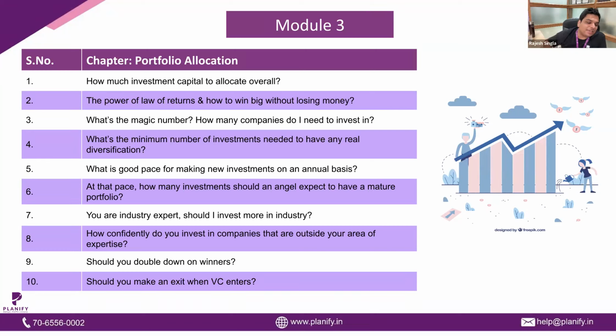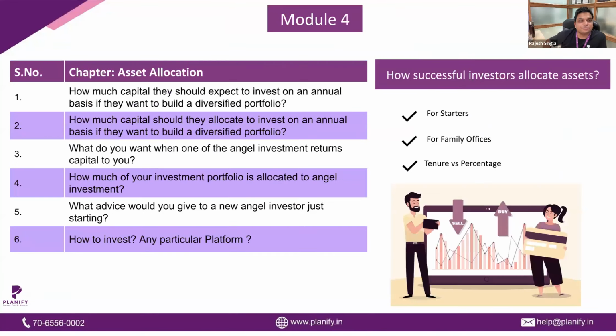And we will make an exit when the company becomes overvalued. IPOs are generally overvalued these days. So, hum us time pe exits kar rahe hote. So, the next part is asset allocation.